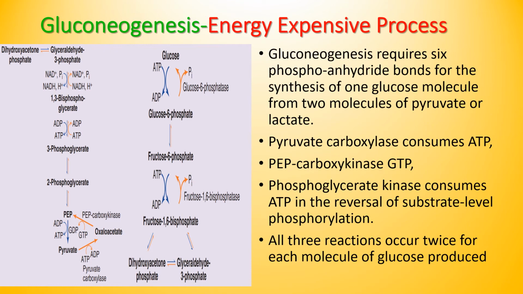In addition to these, 2 molecules of NADH are also required for the reduction of 2 molecules of 1,3-bisphosphoglycerate. So in total there is a requirement of 4 ATP, 2 GTP and 2 NADH. Overall this is a very energy expensive process, but because the body needs glucose, particularly when there is a deficiency of glucose, the body goes through this process. It is not considered an energy efficient process, rather an energy expensive process.